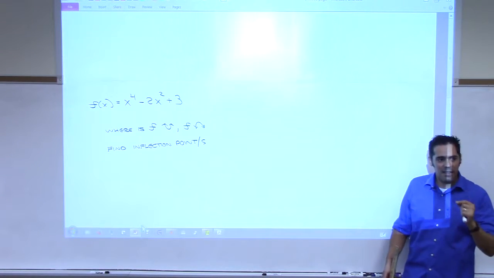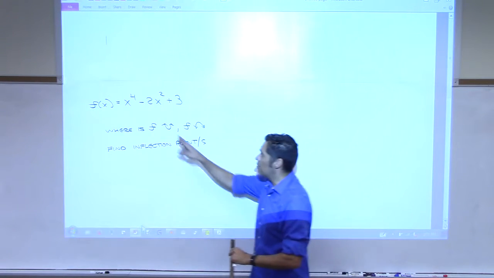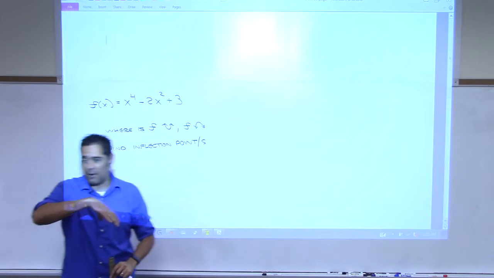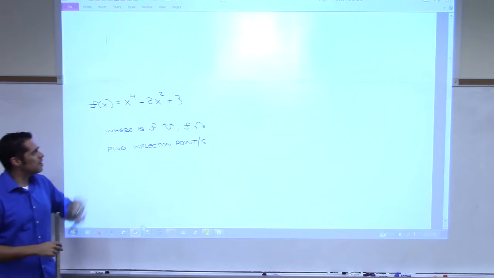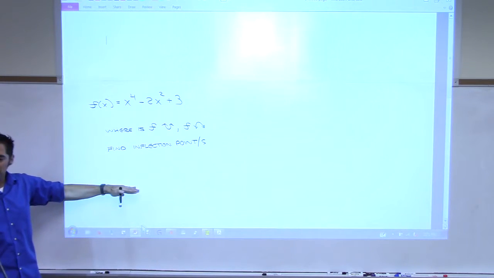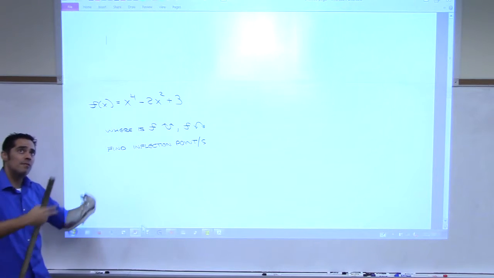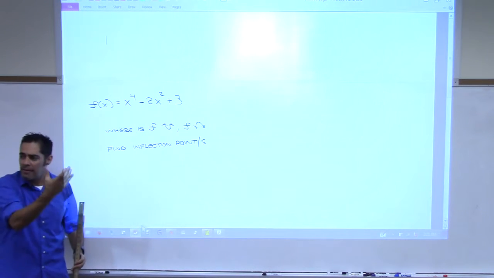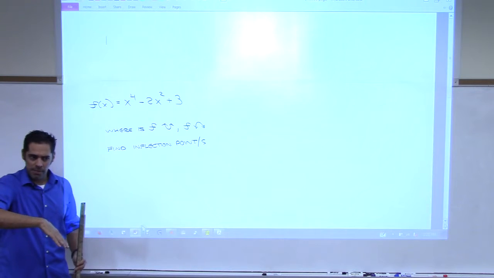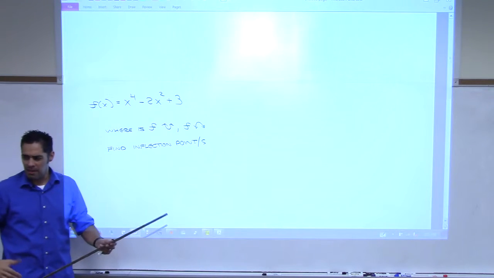But instead of that telling us about up and down of the original function, it's going to tell us about smiles and frowns. So the function we're going to work with is going to be different. It's going to be a second derivative. And then the results of our testing are concavity instead of up and down. But it's the same process. That kind of makes sense?